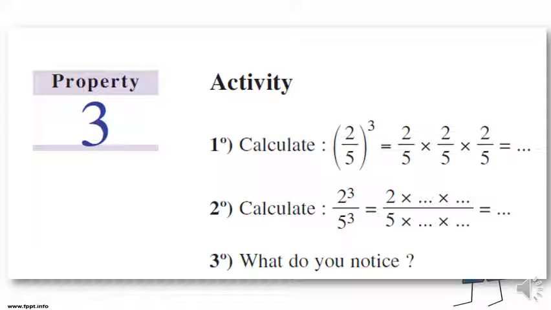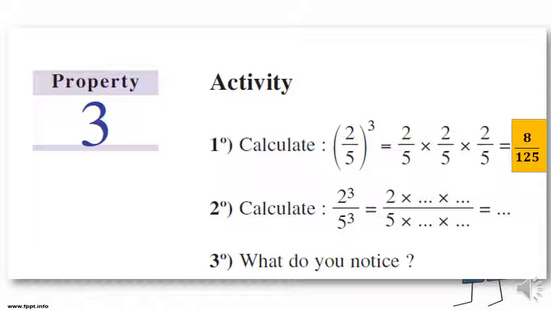2 times 2 times 2, we multiply the numerators by each other and the denominators by each other to get 8 over 125.